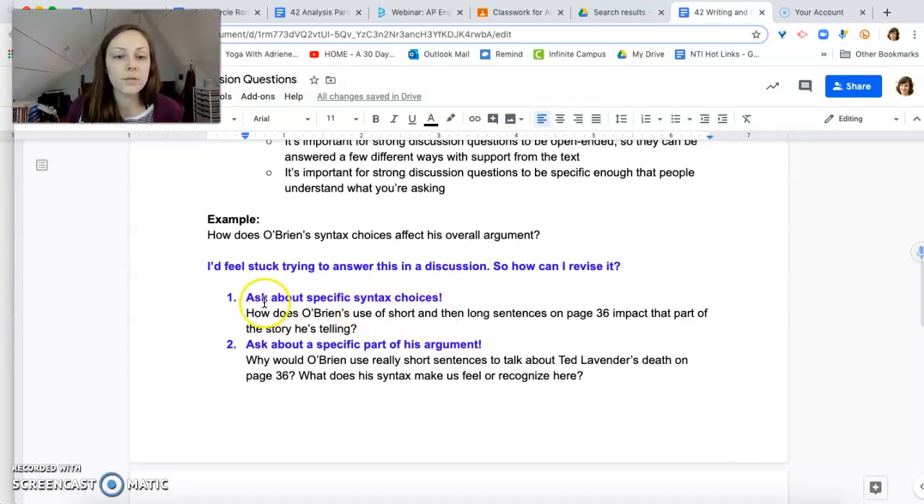And one of the ways of doing that is ask about specific syntax choices. So you might talk about short and long sentences. And you could talk broadly about it. How does O'Brien use short and long sentences effectively? Or you could zoom in and say, I don't know if this is a mirror and if you will see this the right way or flipped backwards. But how does O'Brien's use of short and then long sentences on page 36 impact that part of the story he's telling?